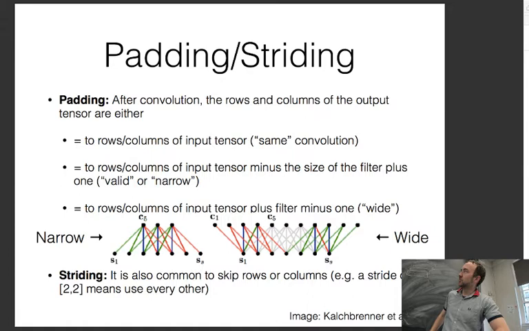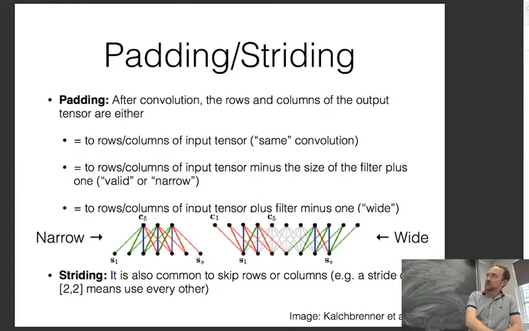Which one you want to use really depends. If you are doing tagging, for example, you'll probably want to get the same number of outputs as you get inputs, so you can predict a tag for each word. So I think the first one is the common one, but you can come up with other ones as well. You can use whichever one seems appropriate, I guess.